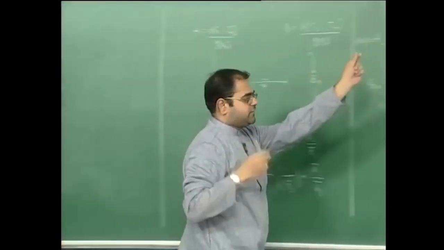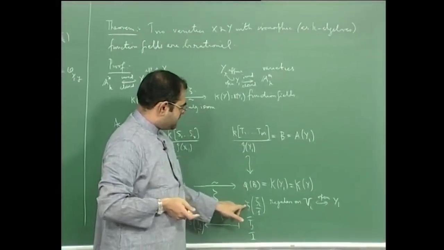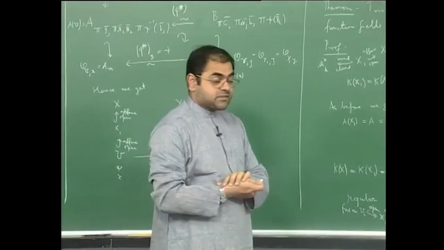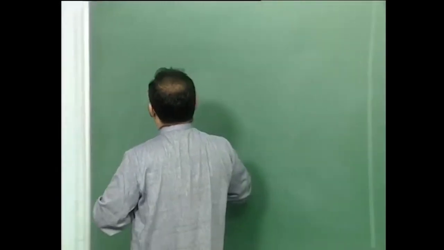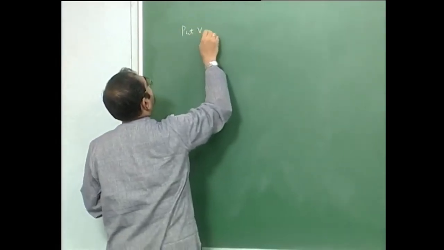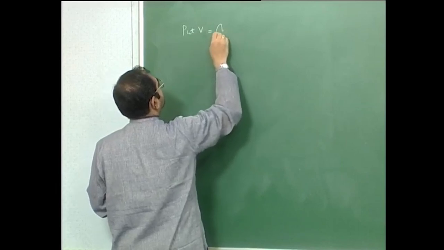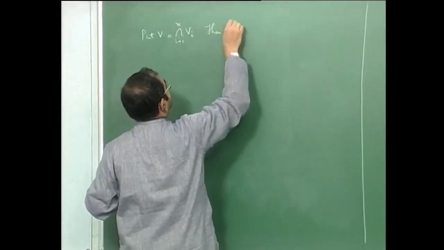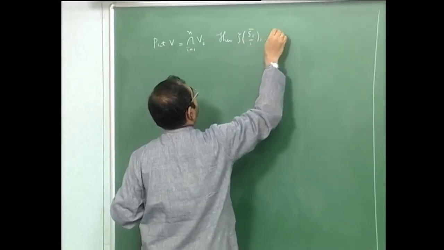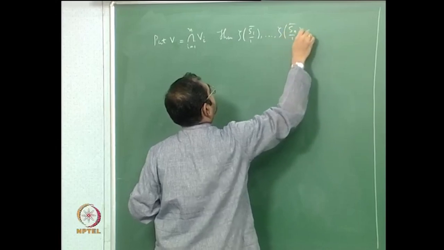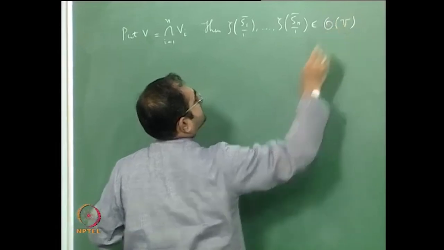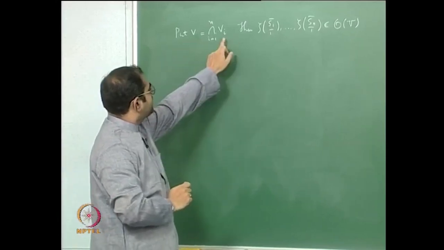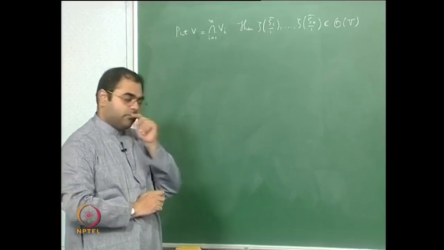So you know what you do is you do the following thing. So this zeta of S_i bar by 1 is a regular function on V_i for each i equal to 1 to n. Now you take the intersection of all those V_i's, put V equal to the intersection over i equal to 1 to n of V_i. Then the zeta of S_1 bar by 1 and so on, zeta of S_n bar by 1, are all in O_V. They are all regular functions on V, because each one is regular on V_i and all of them put together are regular on V.